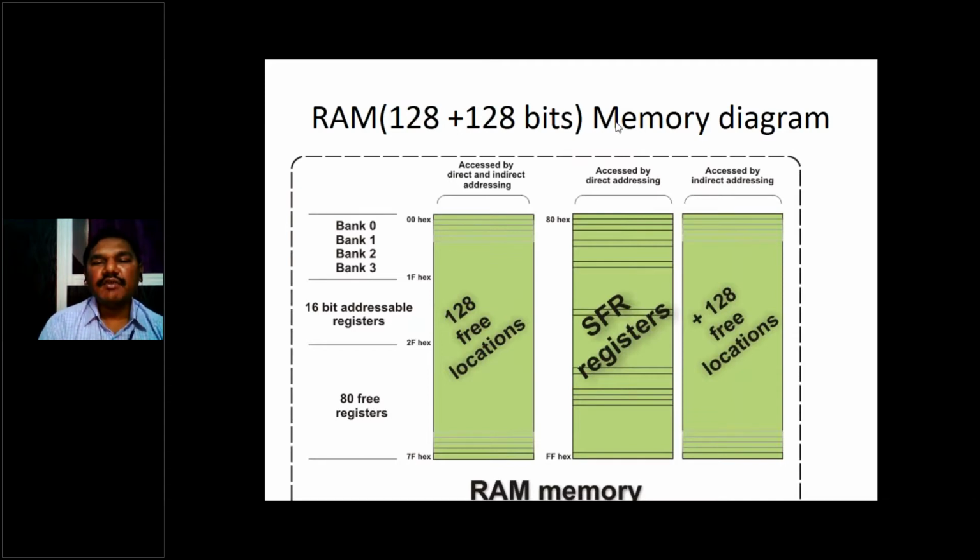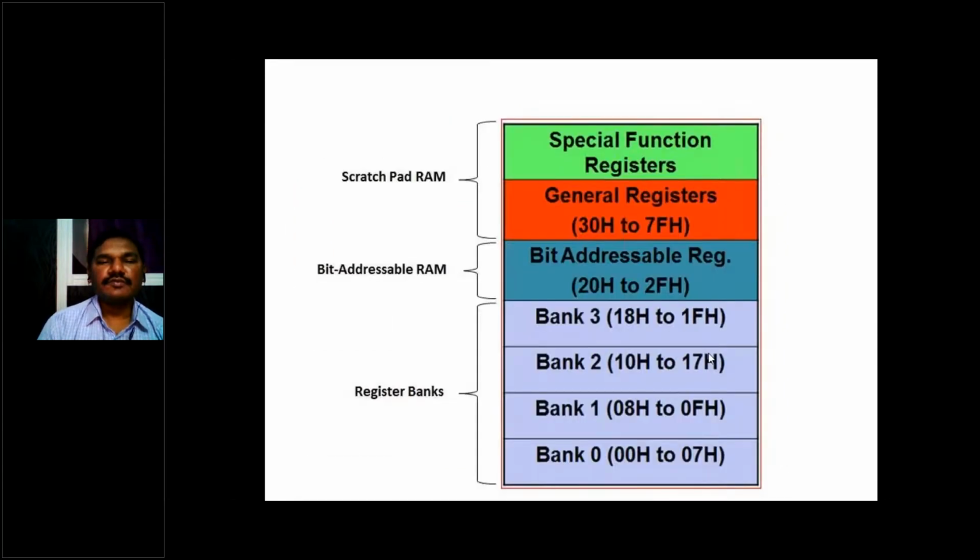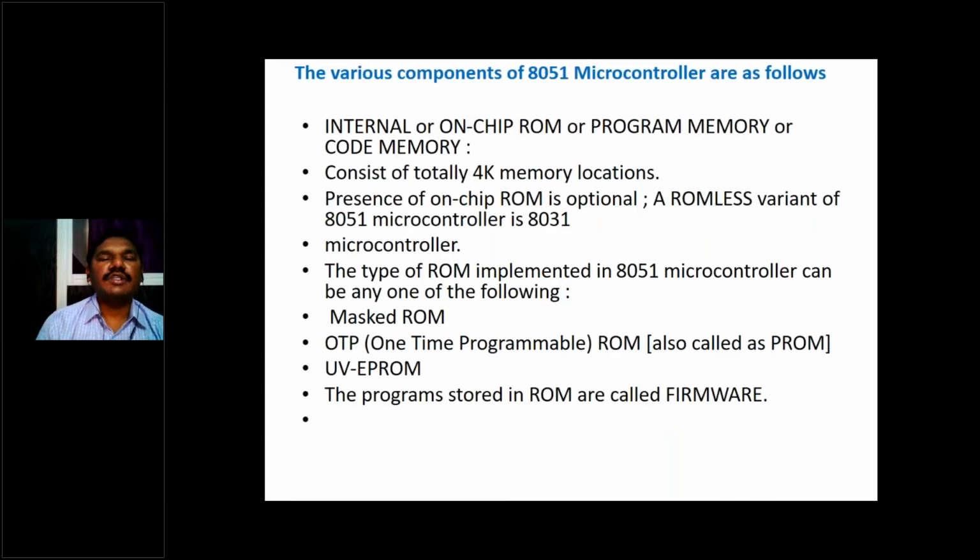And these SFRs can be accessed by direct addressing, whereas these 128 locations can be accessed by direct and indirect addressing modes. So here they have separate indirect and separate direct addressing modes. Once again they have given in detail the 128 bytes of RAM. Right, so this is the internal on-chip ROM and program memory, which is called code memory.